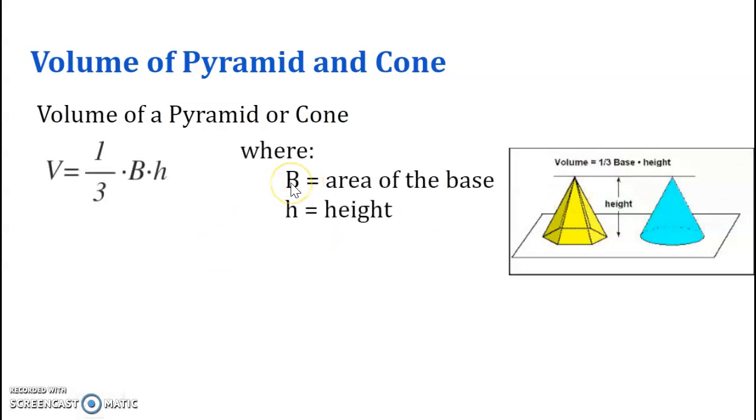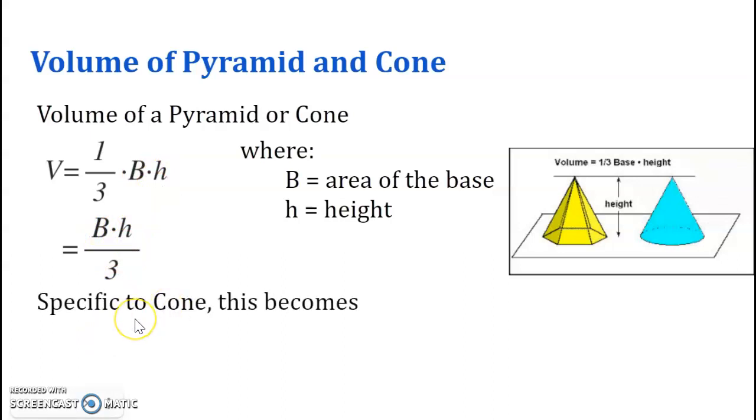So where B is the area of the base. This is not the same as base of the triangle. It's a big B, meaning it's a base area. Okay, area of the base, and h is the height. And so a third times B times h becomes B times h divided by 3. And specific to cone, this becomes, because area of the base is pi r squared, pi r squared times h divided by 3.